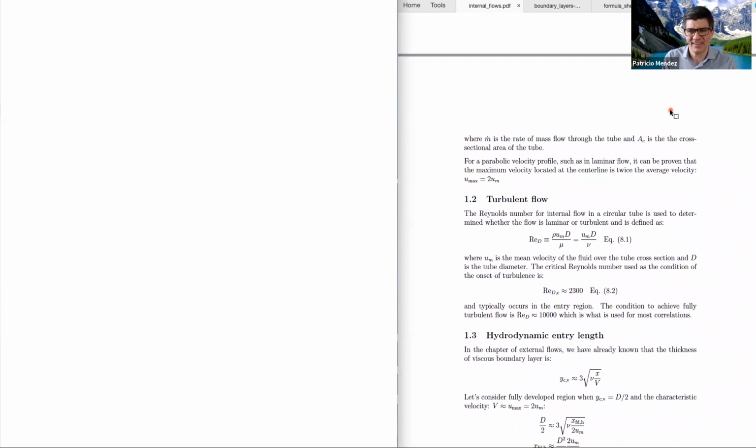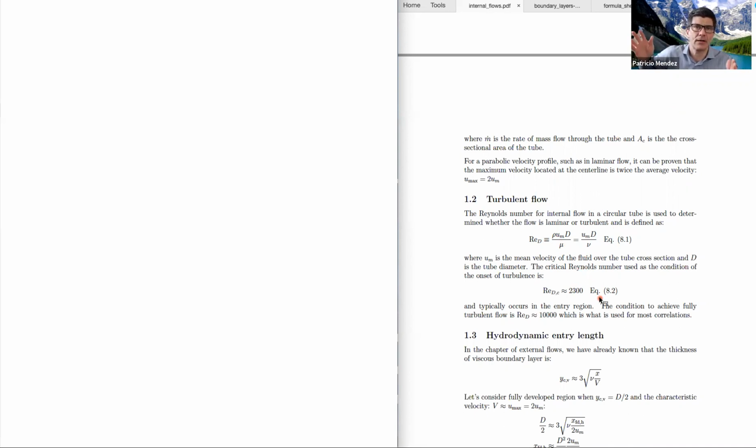The flow inside the pipe can be just like outside, can be laminar or can be turbulent. This is fluid mechanics. I'm not even getting into heat transfer yet. And how do we know if it is laminar or turbulent? Based on a critical Reynolds number. So it is laminar up to 2300 Reynolds. That is based on the diameter. And it is fully turbulent at 10,000. And we have a range of transition.